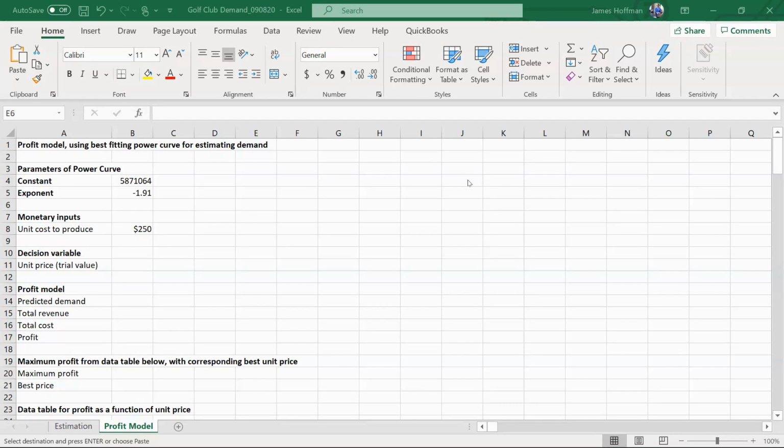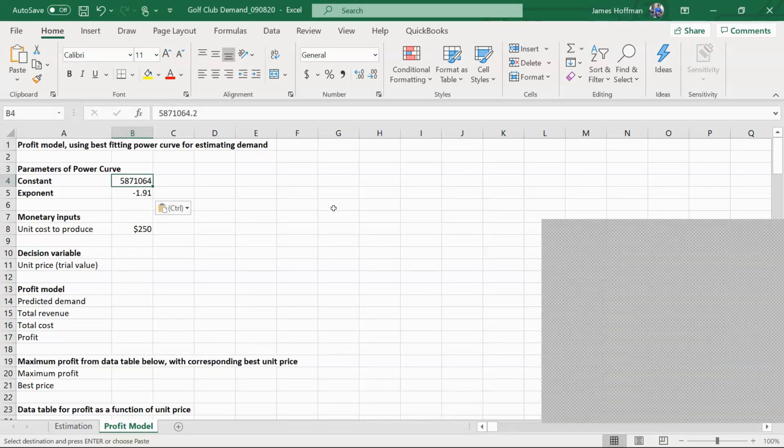Okay, so then you got the exponents here. Use the constant for the power curve. And then here is the exponent, negative 1.91.